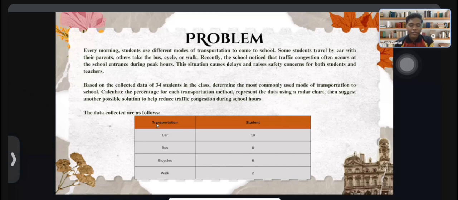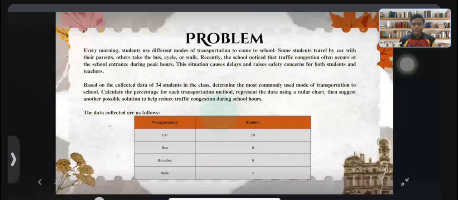So, if we look at the table, the number of students that use a car to go to school is 18 students. For bus, there are 8 students. Then 6 students go to school with bicycles, and 2 students go to school by walking.